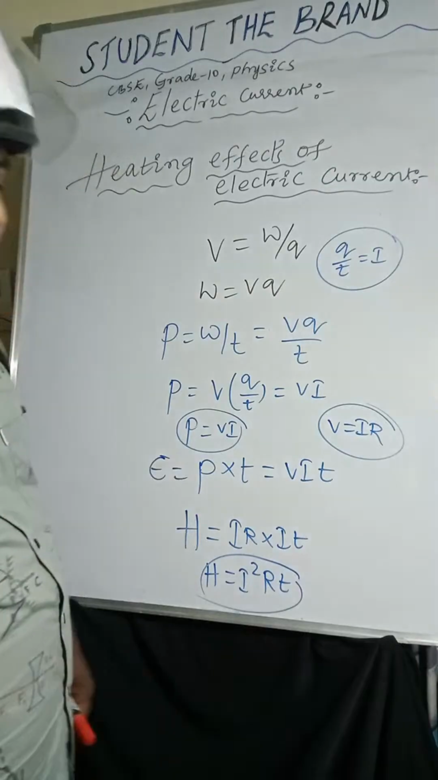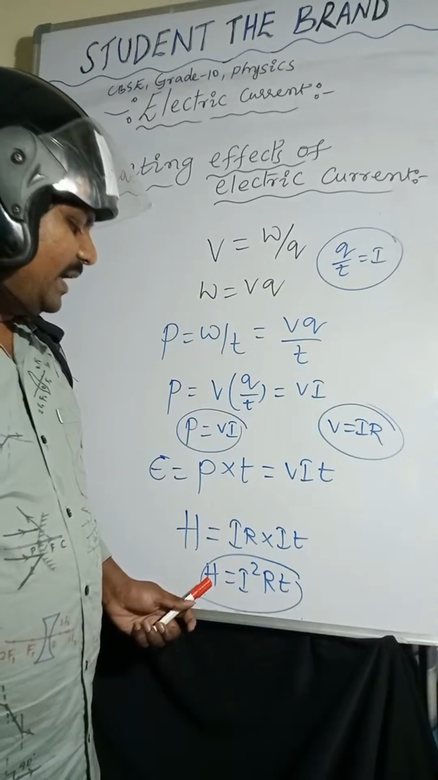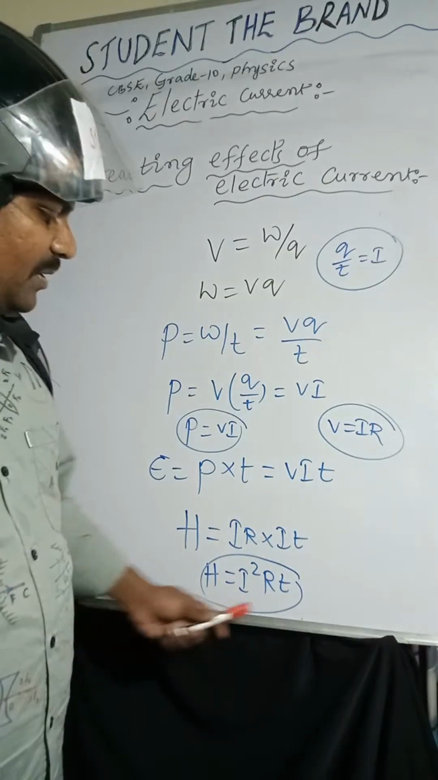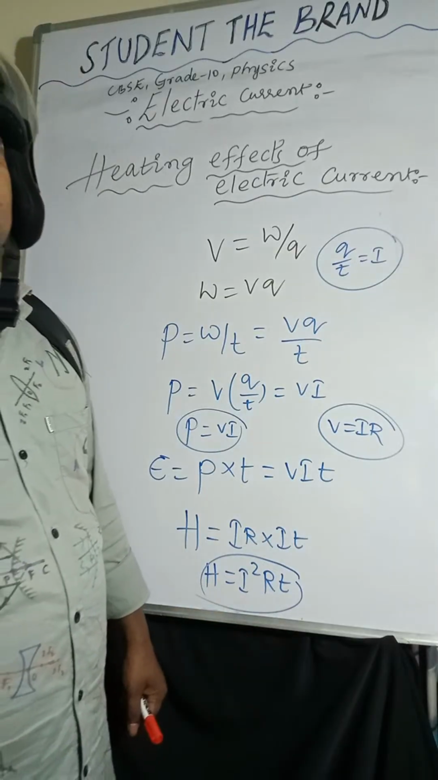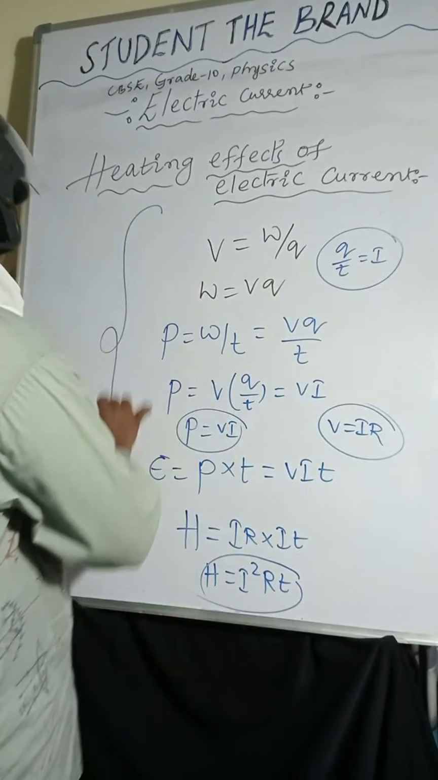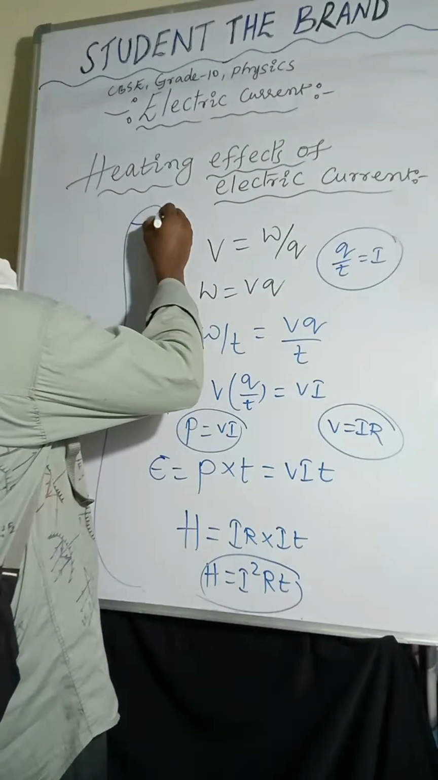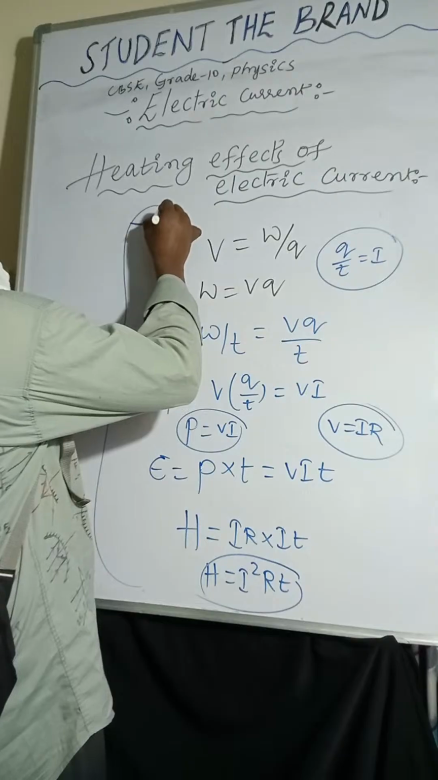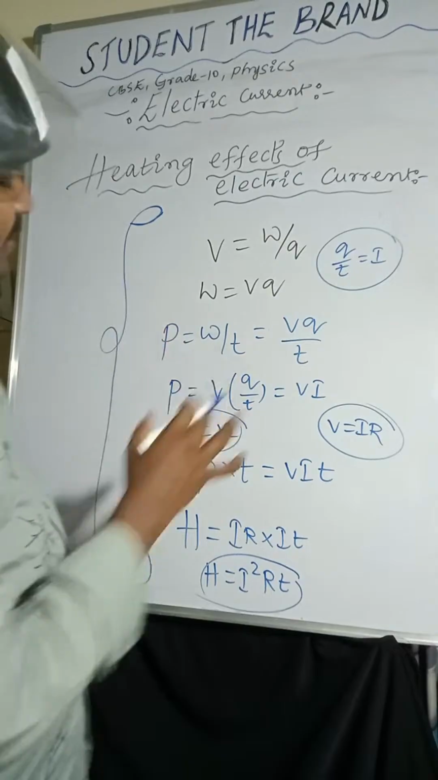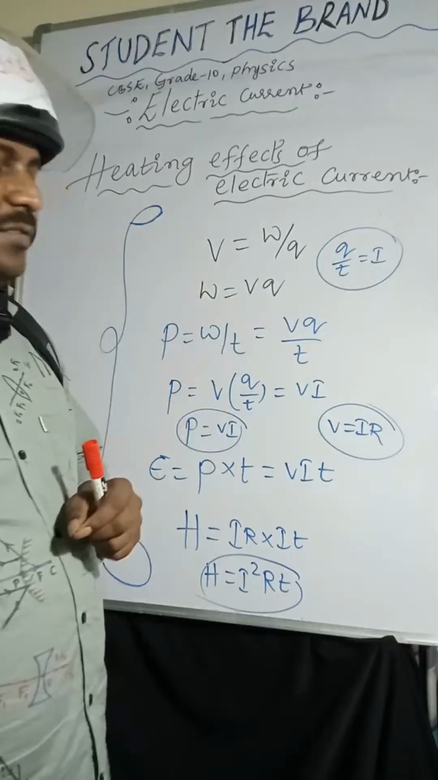Heat produced in the conductor is directly proportional to the square of current, directly proportional to resistance, directly proportional to time. So very important points. Each and every line is a formula, and they will ask questions based on each and every line. Okay, you can check. Very important concept.